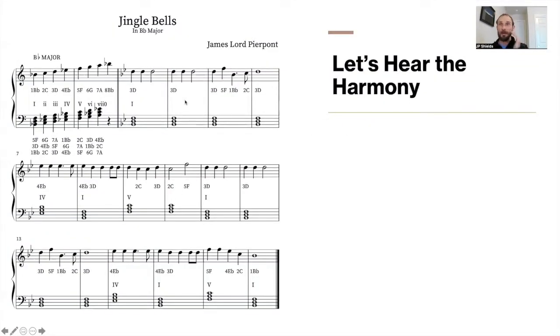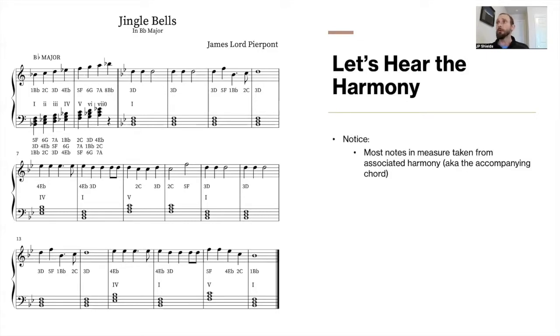Okay, so let's talk about the song a little bit. Again, what we notice is that most of the notes in the measure are taken from the harmony associated with it. Three, well, that's the third of the one chord, right? One, three, five, that literally spells the one chord. Four scale degree, that is the root of the four chord. No surprises until we get to here. That's that passing note, the accented passing note that makes it kind of spicy. We'll talk more about that in a second.